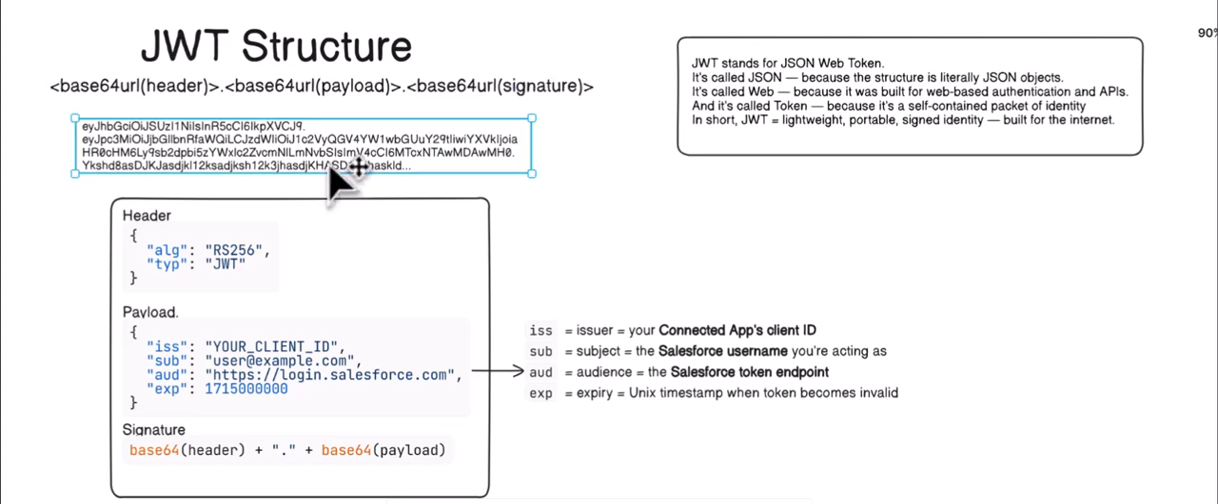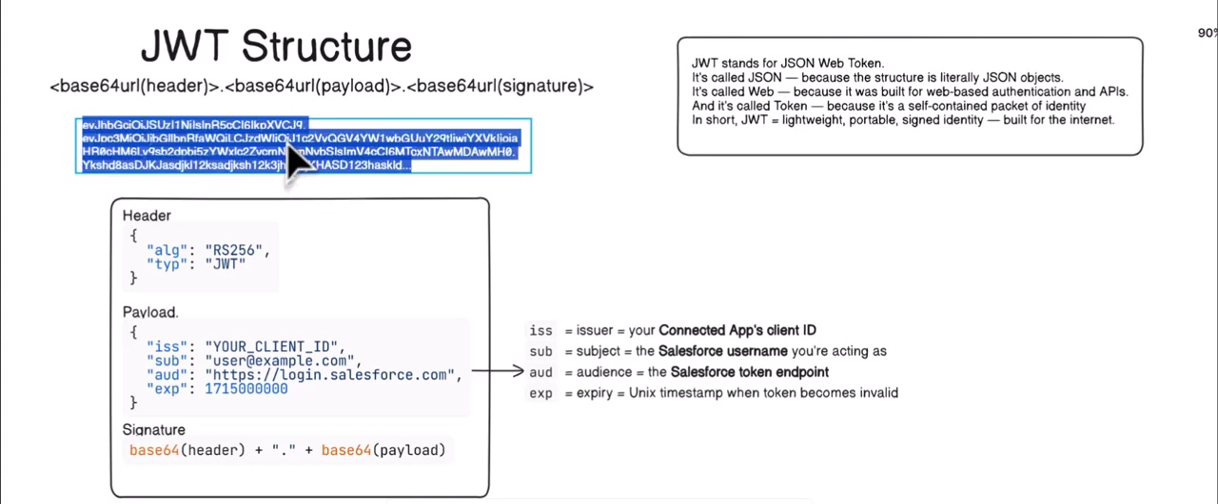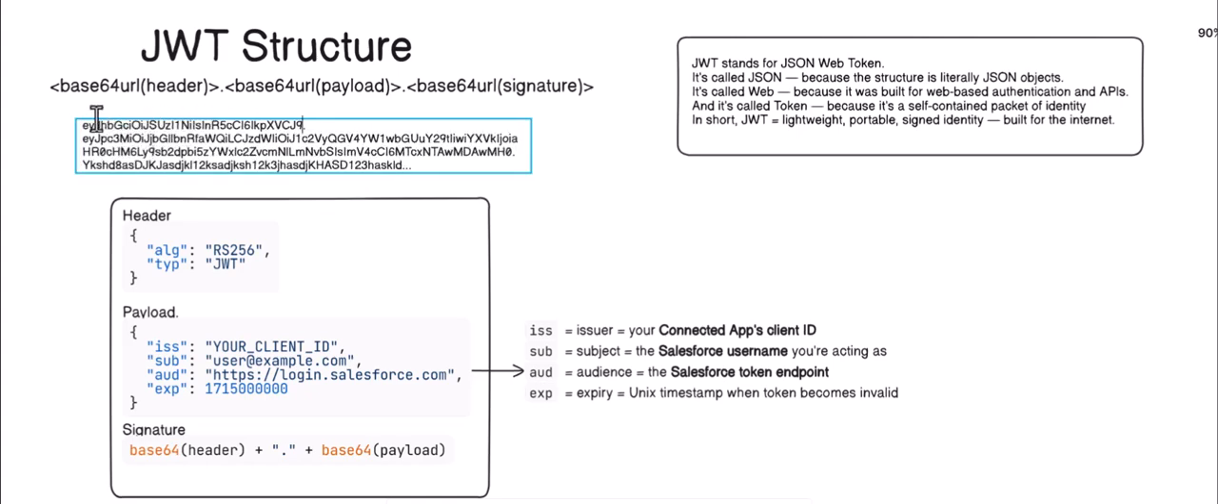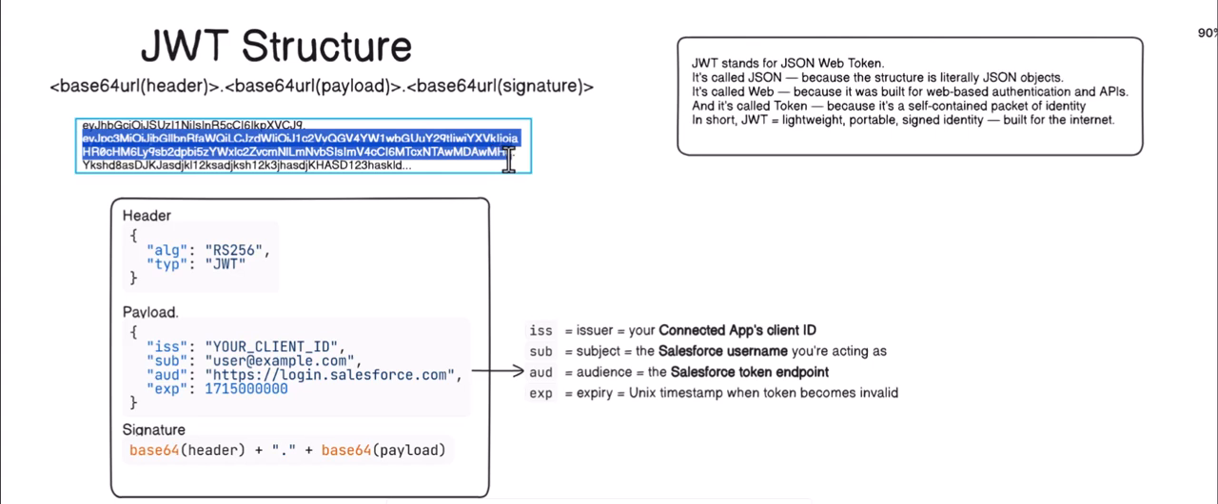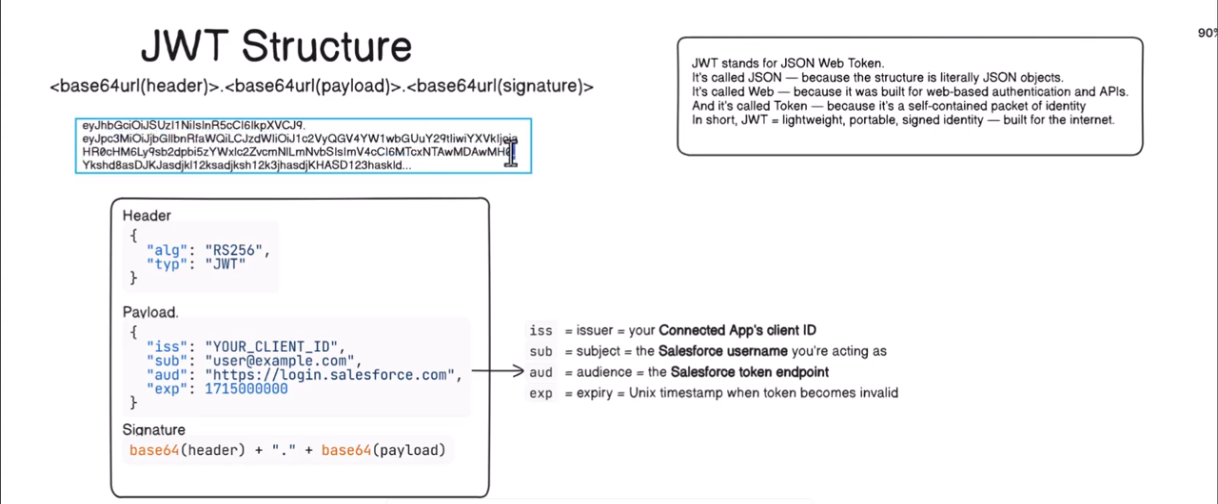So once you encode it, how does the encoded string look like? It looks like something like this, right? If you see, this is encoded header, and after that you see a dot is there, right? There is a dot. Then this is encoded payload, right? And then after that there is a dot, and this is encoded signature, right? That's the last part. So this is JWT contents after encoding.